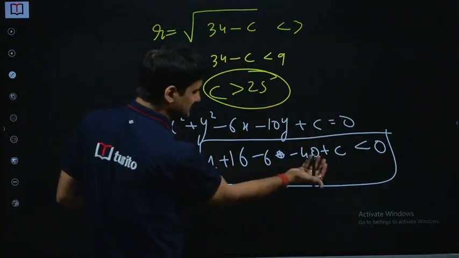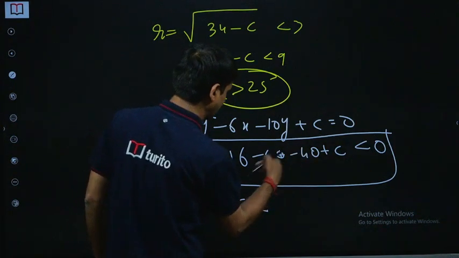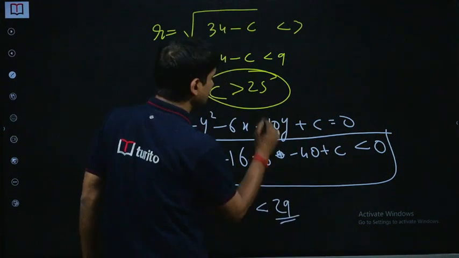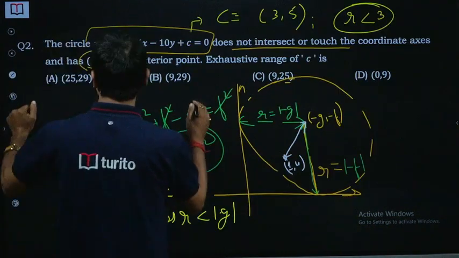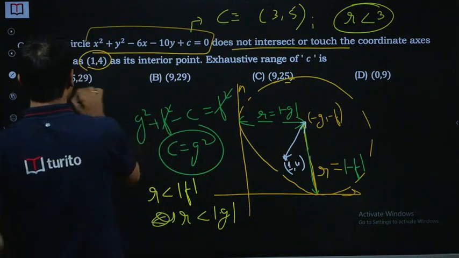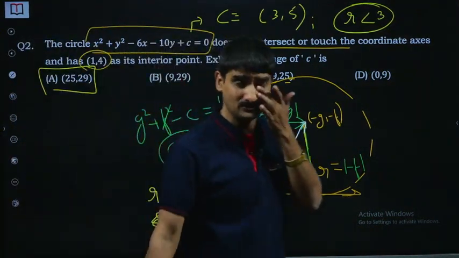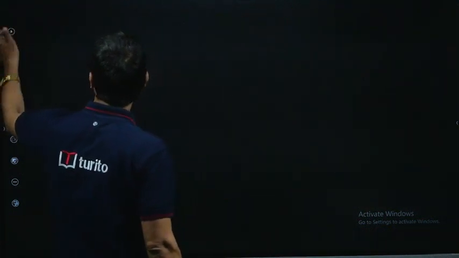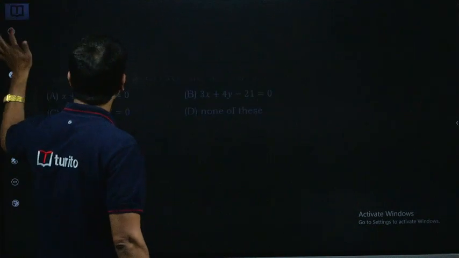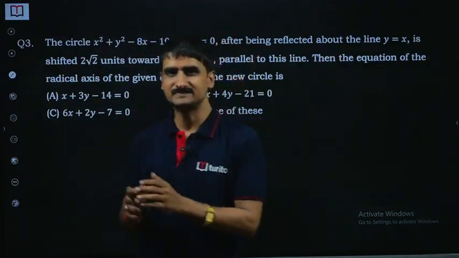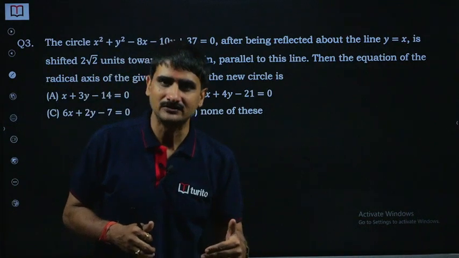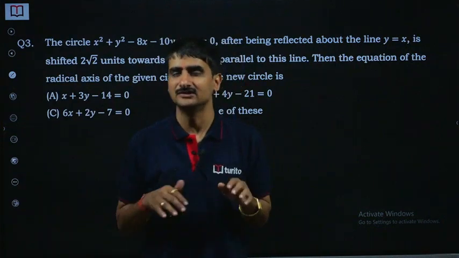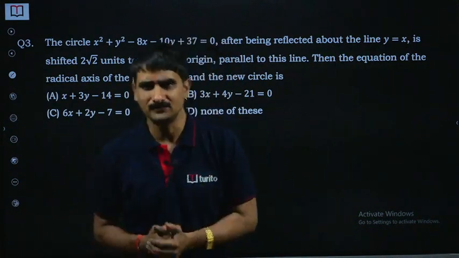So just solve it. c should be less than 46 minus 17, so 29. So c is greater than 25 and less than 29. That's the answer. Option A should be the correct answer here. So that was a simple question based on analysis of the position of a circle with respect to the axes: how we judge whether it intersects the axes, touches the axes, or neither, and the position of a point with respect to the circle.